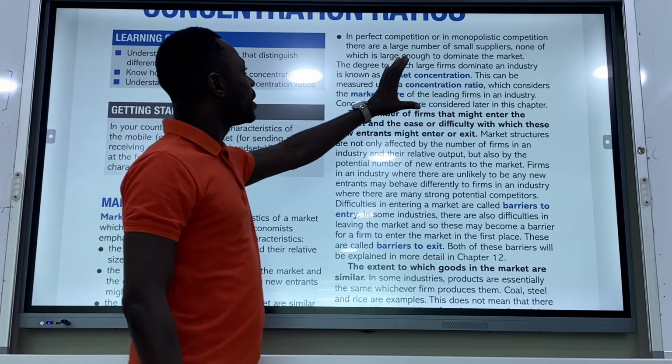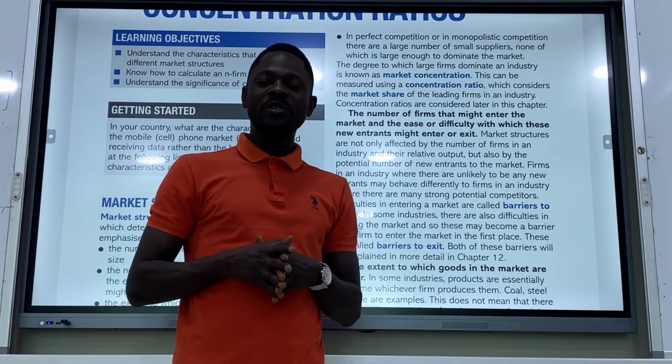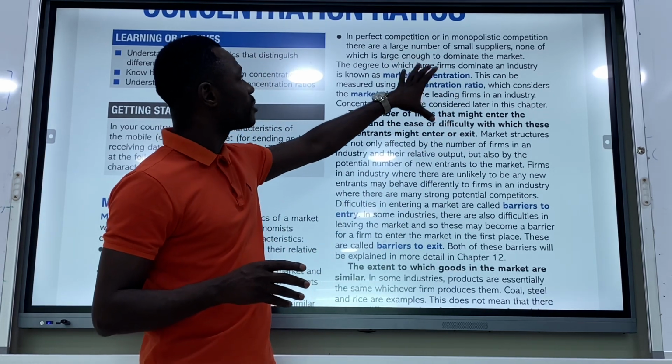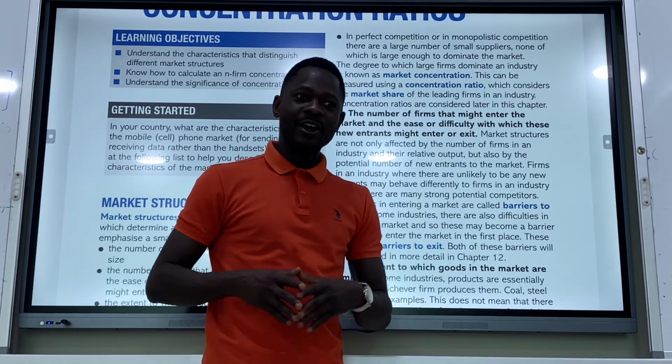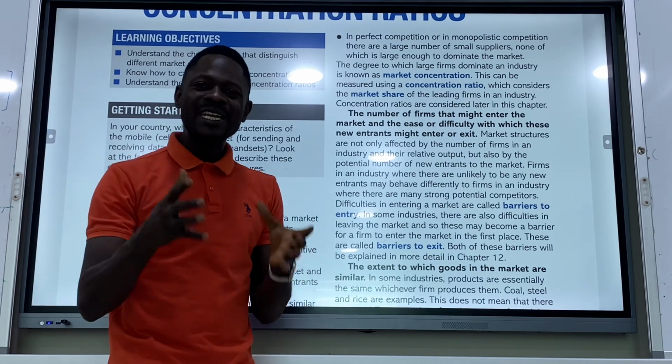So in perfect or in monopolistic competition, there are large numbers of small suppliers. They cannot dominate, unlike oligopoly. In oligopoly, few large firms dominate the market.